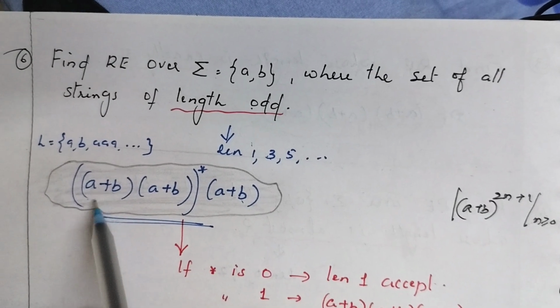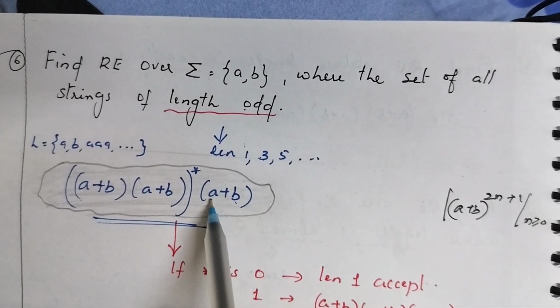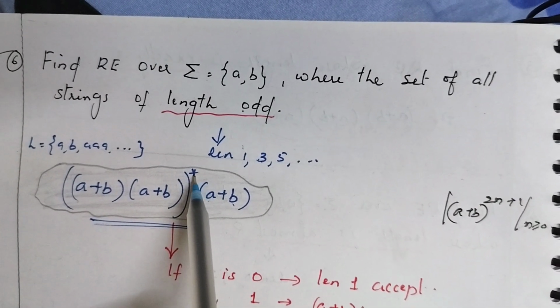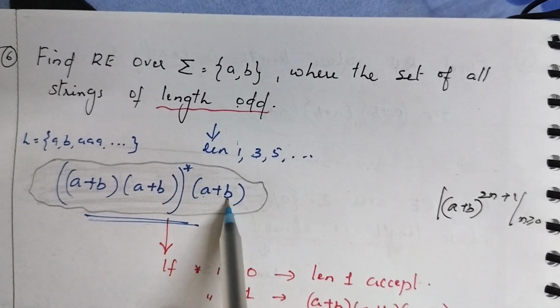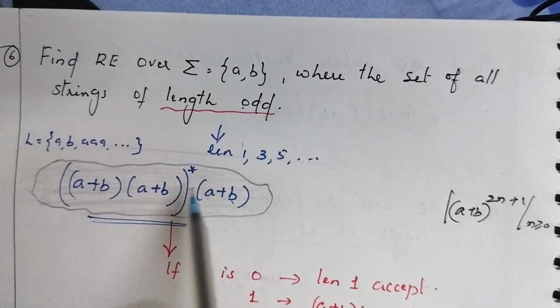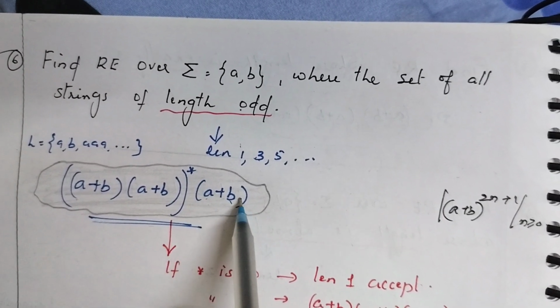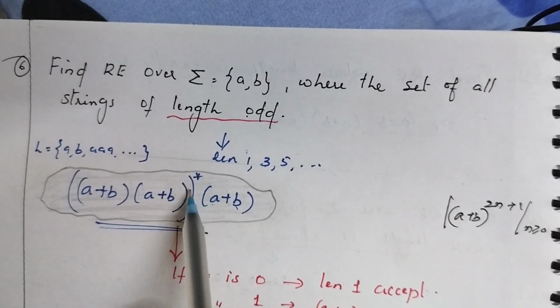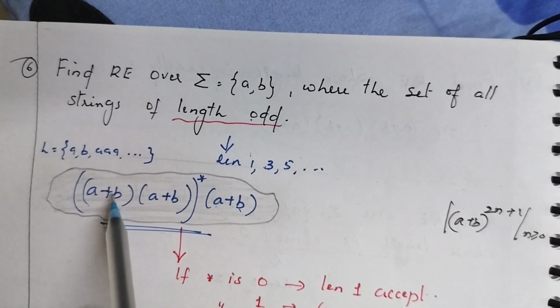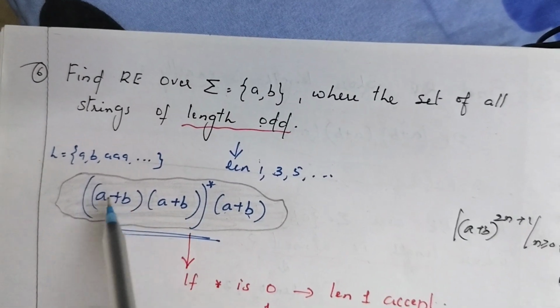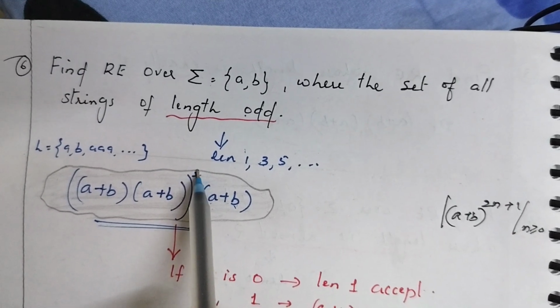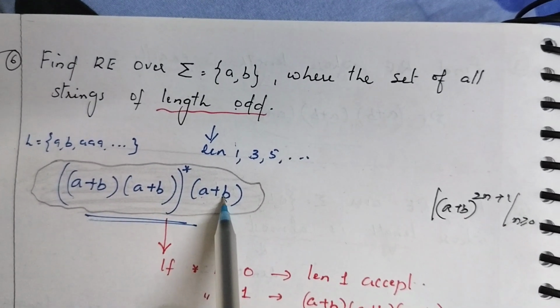What is this? Length 1 means only (a+b). Then (a+b) whole star: if the star becomes 0, we get only a or b, so length 1 is taken. If it becomes 1, this is 1, this is 2, this is 3, so length 3 is possible. If it becomes 2, this becomes 4: (a+b), again (a+b), (a+b), so 4 plus 1 is 5. If it becomes 3, that is 6 plus 1, 7.